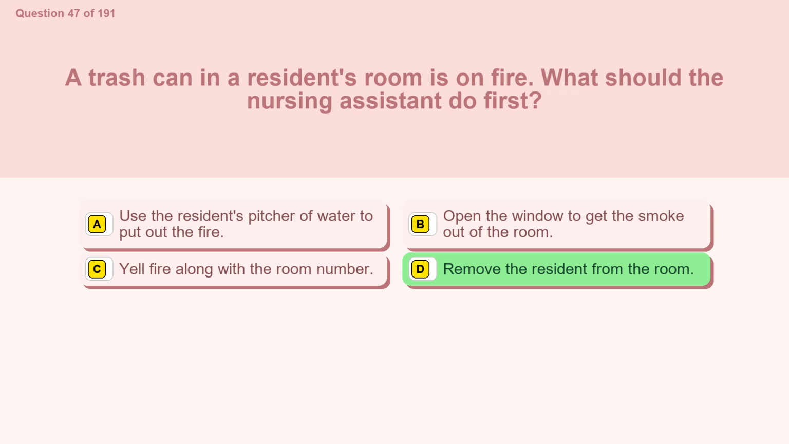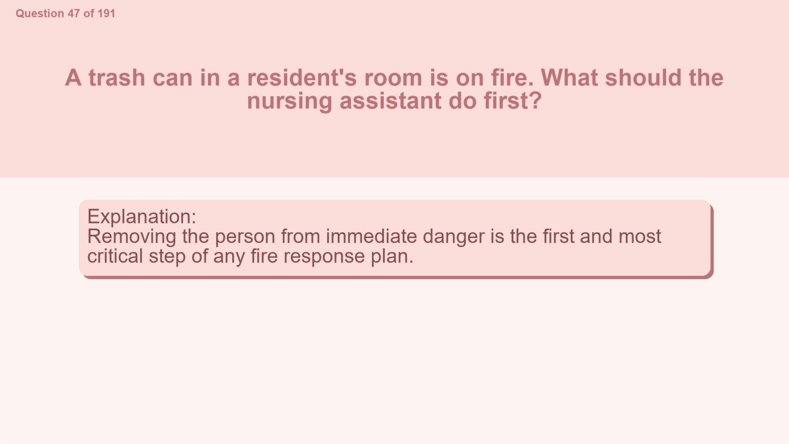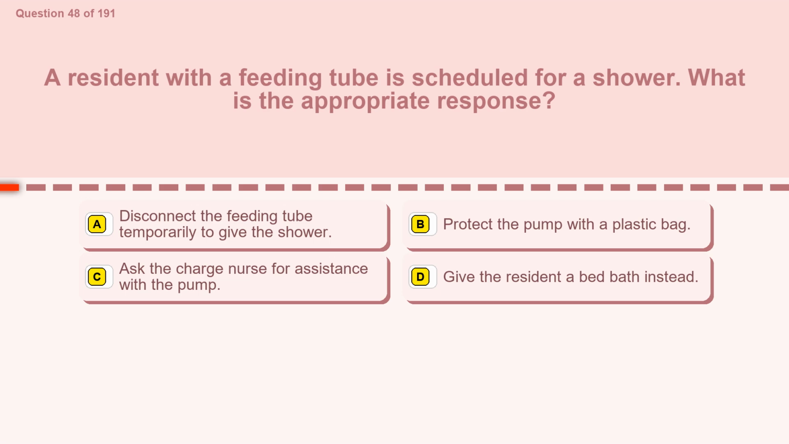The correct answer is option D. Remove the resident from the room. Removing the person from immediate danger is the first and most critical step of any fire response plan. Question 48. A resident with a feeding tube is scheduled for a shower. What is the appropriate response?